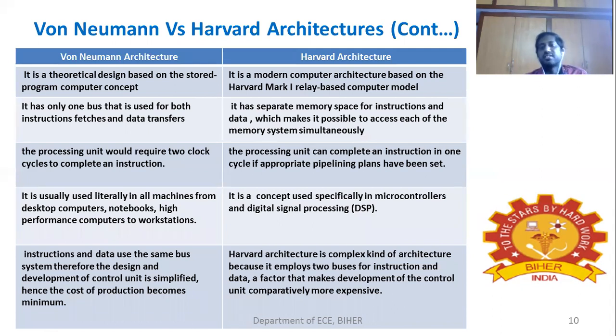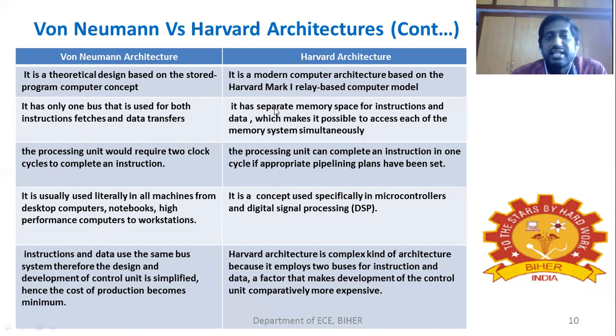So these are the differences. Other points are there on how the Von Neumann architecture is different from a Harvard architecture. Von Neumann architecture is a theoretical design based on the stored program computer concept. Harvard architecture, compared with this, is a modern computer architecture based on the Harvard University hardware model. Von Neumann architecture has only one bus that is used for both instruction fetches and data transfers. We already pointed out this point.